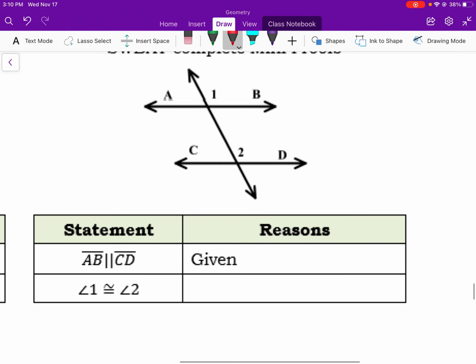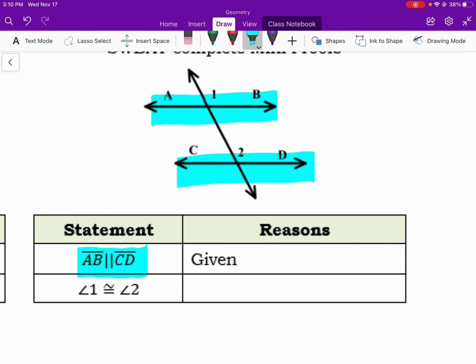Okay, second one, similar diagram. I have two parallel lines with a transversal, and I know they're parallel based on the given here, telling me that line AB is parallel to line CD once again. And we're trying to prove that angle 1 is congruent to angle 2. Now again, with respect to one another, those two would be classified as corresponding angles.